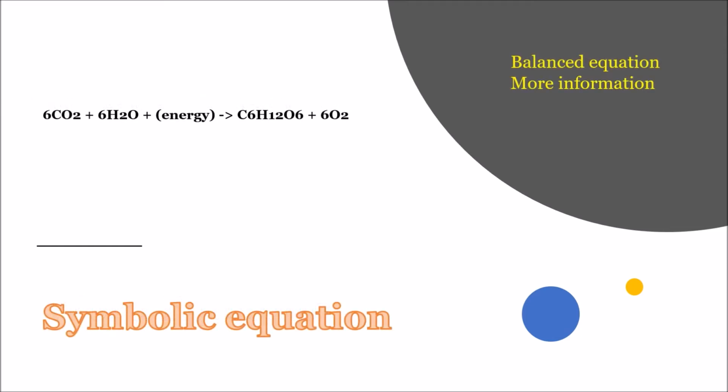Now we look into the symbolic equation for photosynthesis. It is 6CO2 plus 6H2O plus energy produces C6H12O6 plus 6O2. This equation is already balanced. It gives a lot of information about a reaction, unlike the word equation.